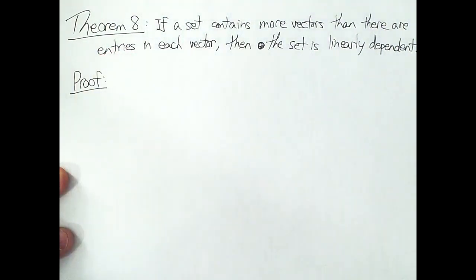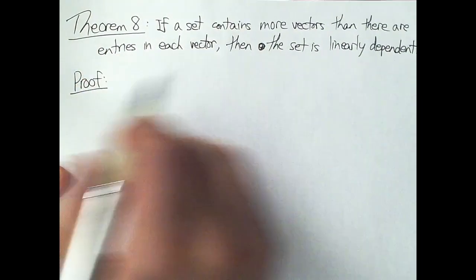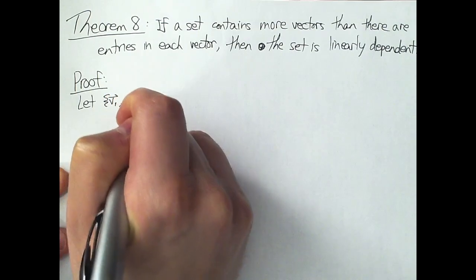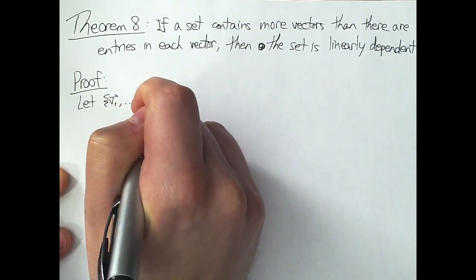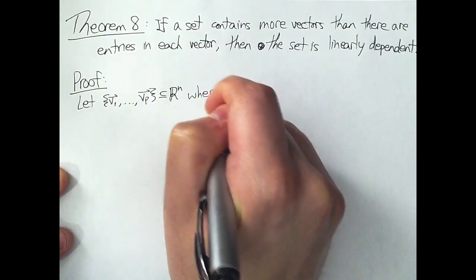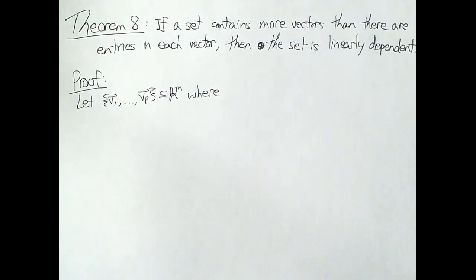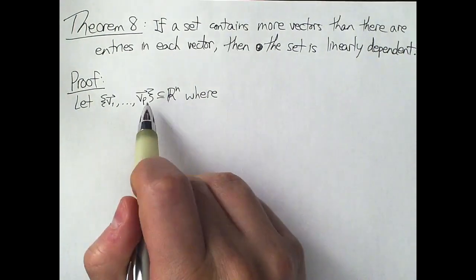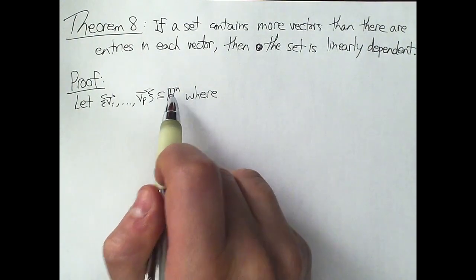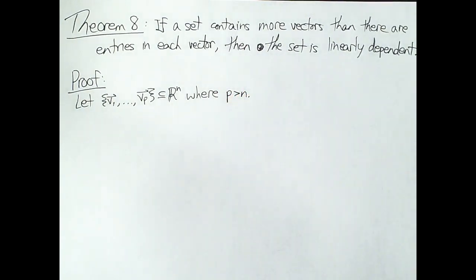Okay, so I'm going to walk us through this proof. I might ask you to think about some parts of it, but let's start. How would we do this? We need to start by saying, let's suppose we have a set of vectors. Furthermore, let's assume that the set contains more vectors than there are entries. We have p vectors. Each of the p vectors has n entries. So let's suppose that p is greater than n. That's good.